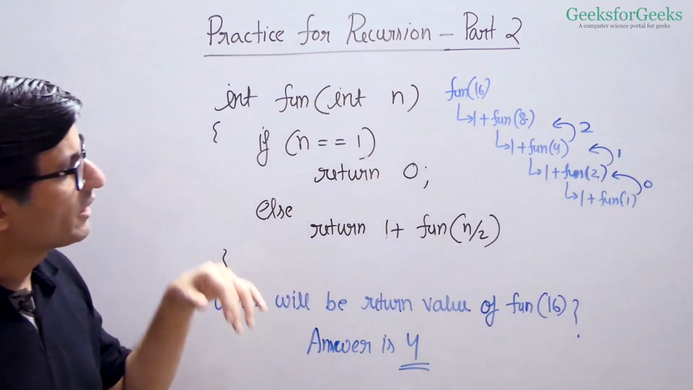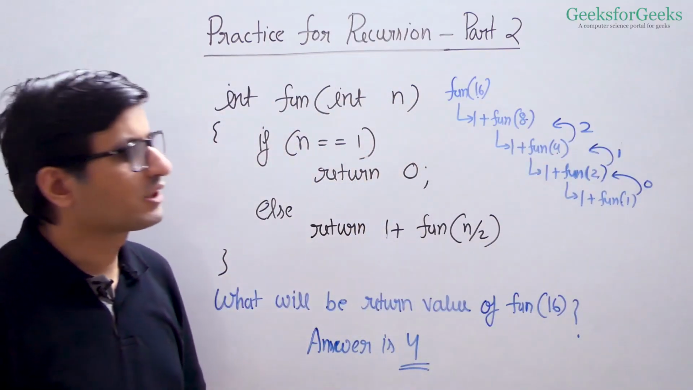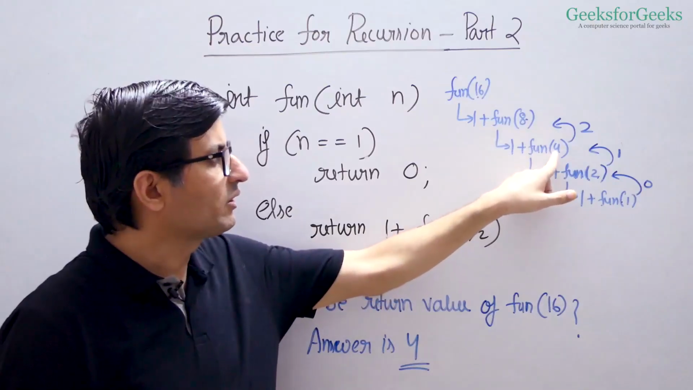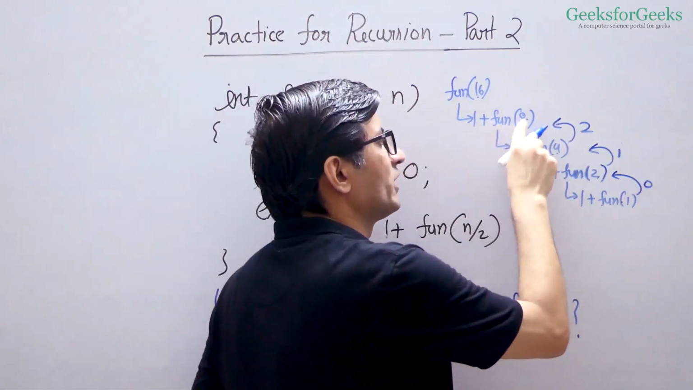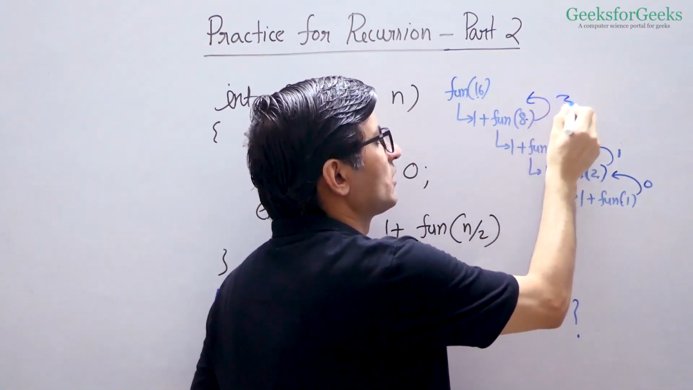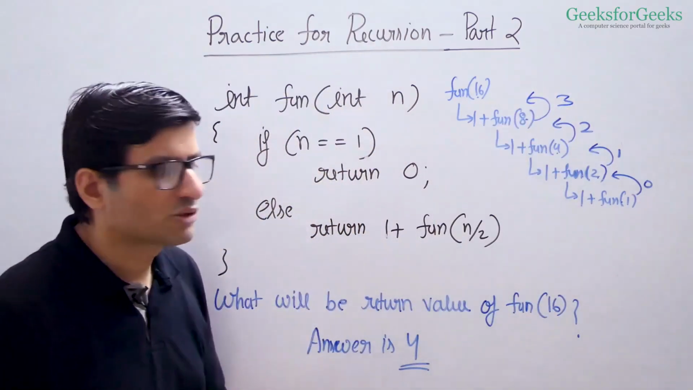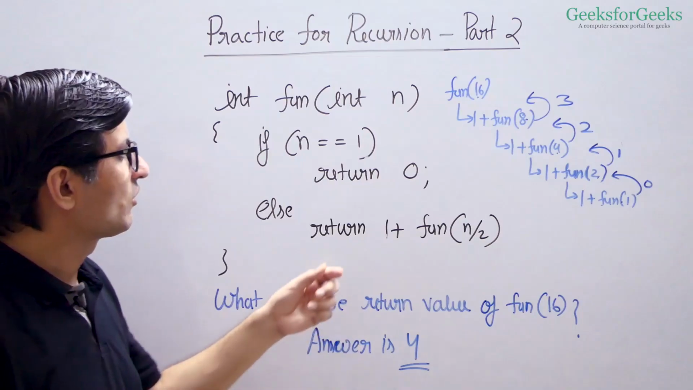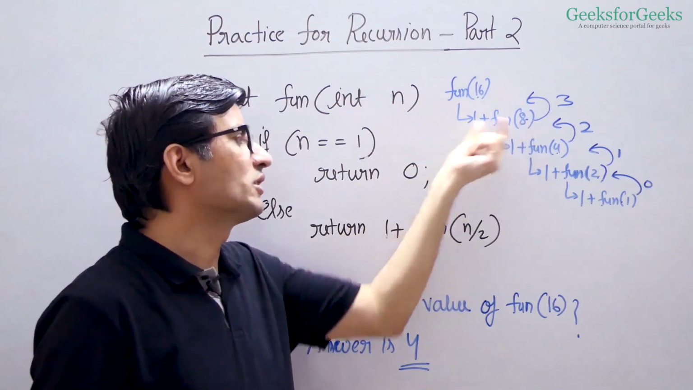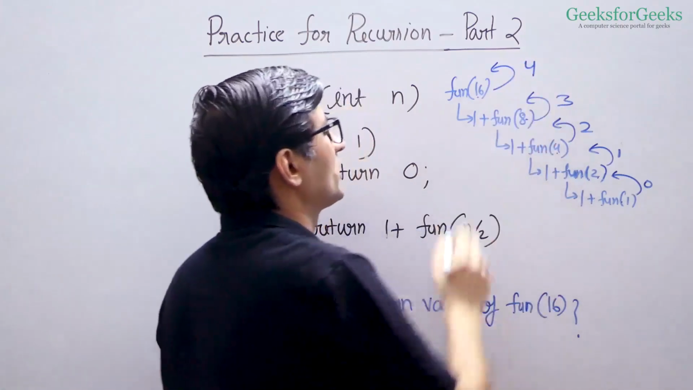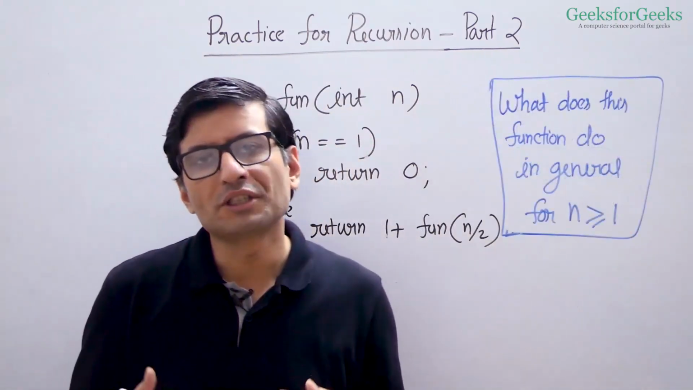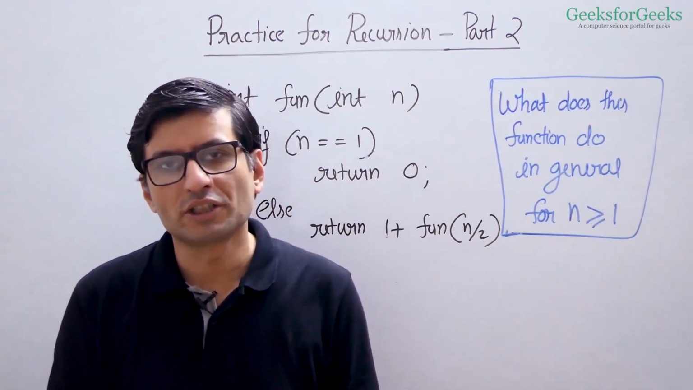Now what is its parent going to do? Its parent is going to do 1 plus this value, 1 plus 2 is 3. So its parent, which is fun8, is going to return 3. Now fun8's parent is fun16, and fun16 is going to do 1 plus 3. So it's going to return 4 to its parent. So that's how we get the value 4. So we have seen the output for n equal to 16.